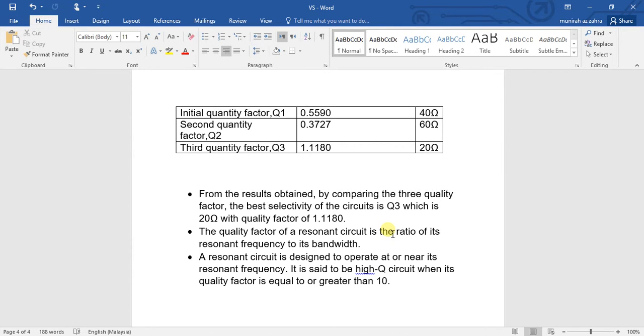The quality factor of a resonant circuit is the ratio of its resonant frequency to its bandwidth. A resonant circuit is designed to operate at or near its resonant frequency. It is said to be a high Q circuit when its quality factor is equal to or greater than 10.